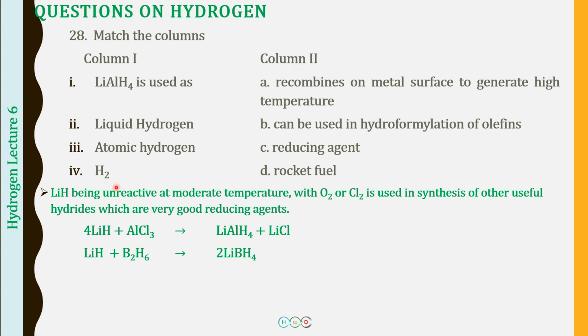The next we have is H2. This can be used in the hydroformylation of olefins. Okay, so hydroformylation, formyl is the CHO group and hydro is hydrogen. So let us see the reaction. Here we have an alkene on reaction with carbon monoxide and hydrogen, and this hydrogen and carbon monoxide mixture is called what? This is called water gas, right?